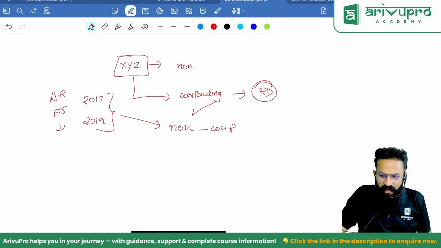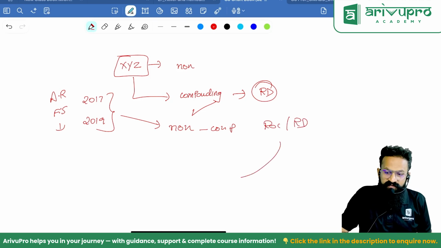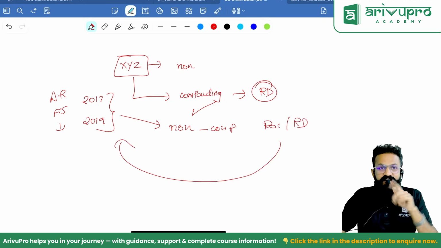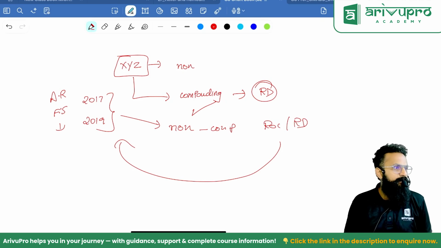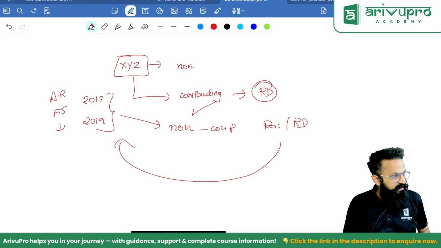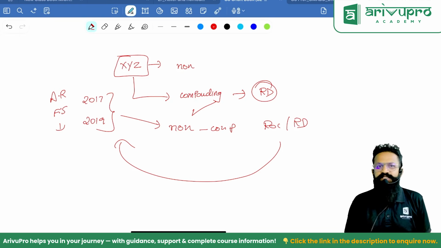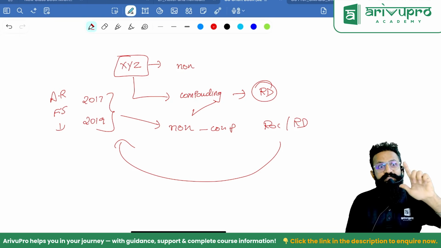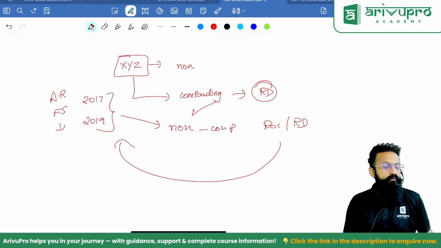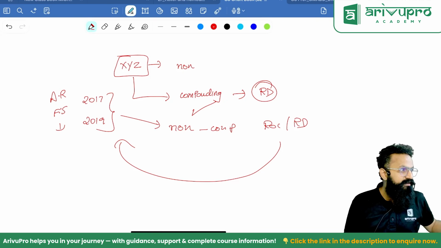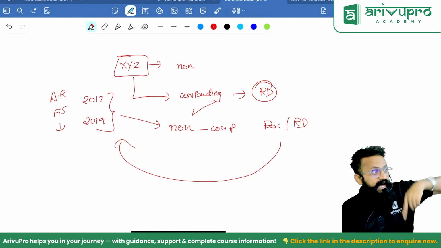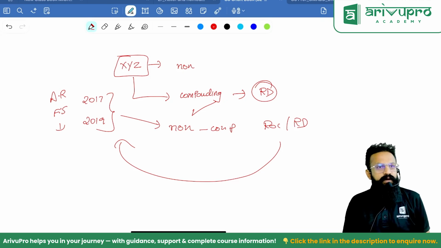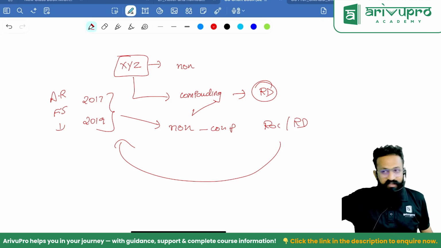Now, people, ROC or RD, whomsoever you call, they want to revisit the case. They want to reinitiate the proceedings against the company. Compounding is done. Now, the question to you is, can the authority start the proceedings again on the company where the order was compounded? Is it possible? You understood the question, no?